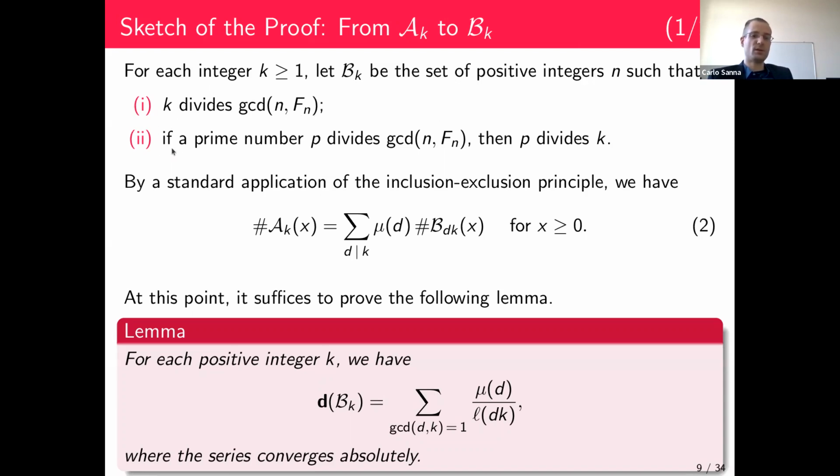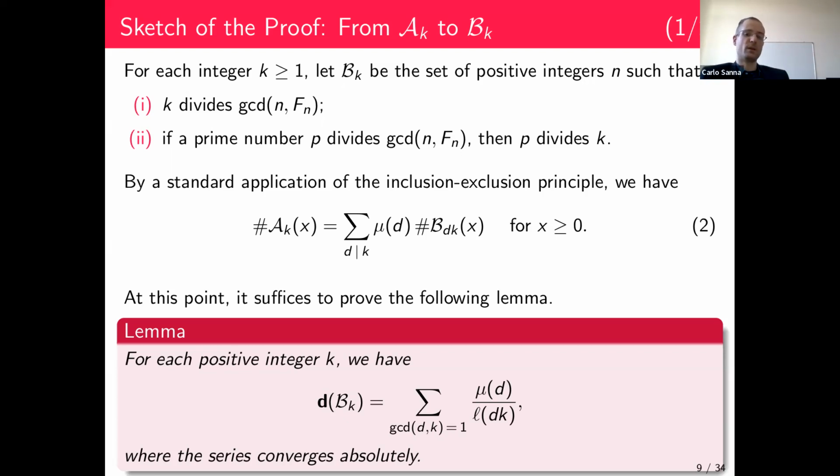The second condition is that if a prime number p divides the GCD of n and F sub n, then p must be a prime factor of k. So it is quite close to A, because for A we have that the GCD of n and F sub n must be equal to k. For B sub k we have that it must be divisible by k and have only prime factors coming from the prime factors of k.